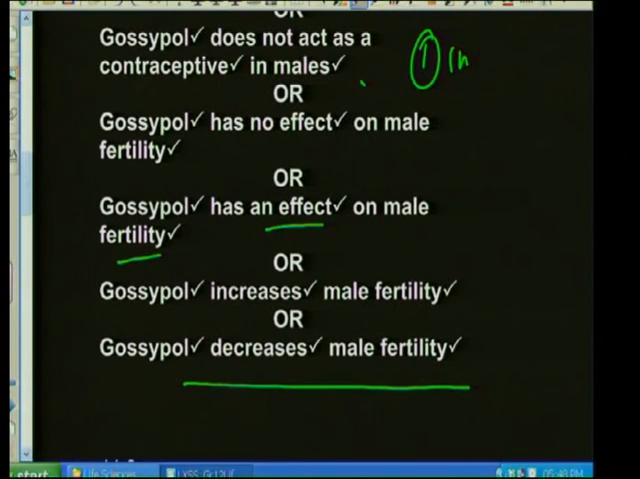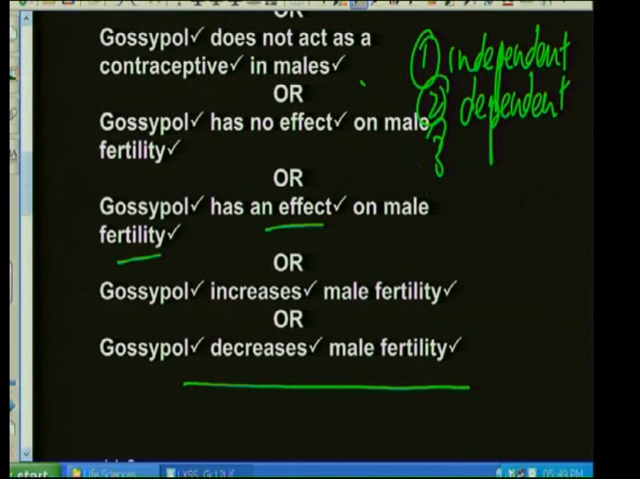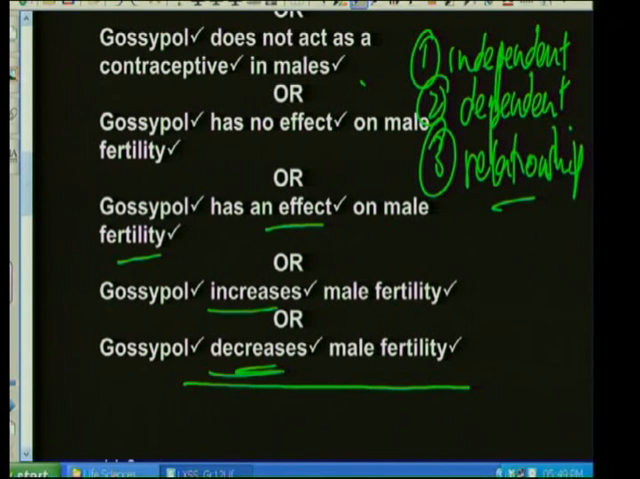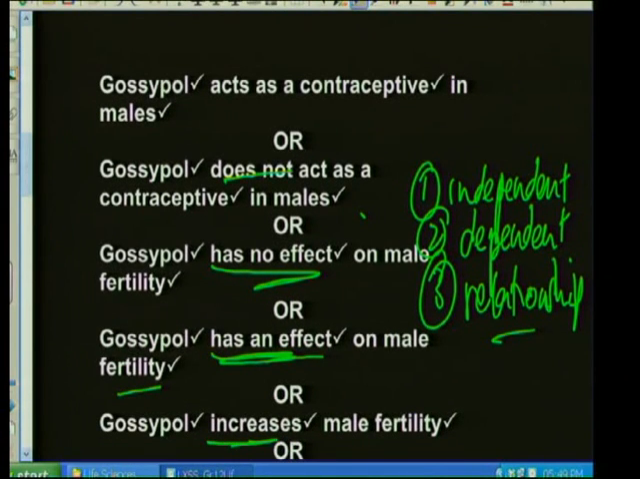There are 3 ingredients here. 1, independent variable. 2, dependent variable. And 3, a relationship. Look at the relationship. Decrease, it's a relationship. Increase, it's a relationship. Has an effect. Has no effect. Does not act. Acts as a contraceptive. And so on. So these 3 things must be there. It must be stated as a statement, not in a past tense, because you can't make a hypothesis after the event. You make a hypothesis going forward, before you do the investigation.